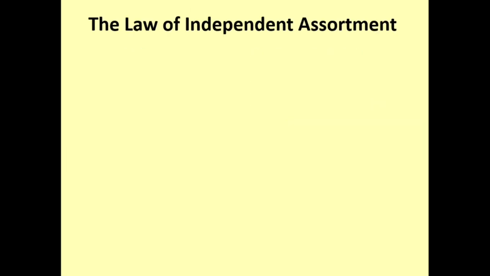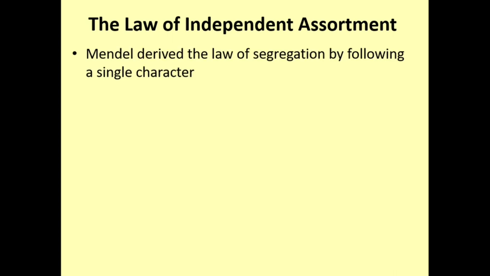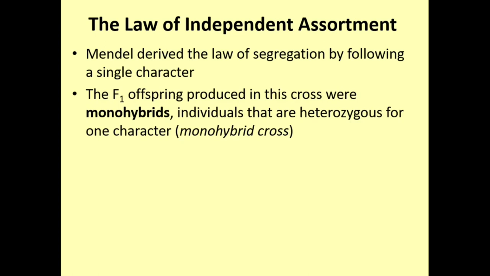Okay, so that was Mendel's law of segregation then. Nice and simple, it follows what we know about meiosis quite clearly. He derived the law of segregation by following a single character. A couple that we just looked at were flower color and plant height, so either tall or dwarf varieties. And what we saw as we worked through those examples was that the F1 offspring produced in our monohybrid crosses were all individuals that are heterozygous for that character. You cross a true breeding purple flowered plant with a true breeding white flowered plant, and all of the F1 generation will be heterozygous for that particular character. So they would have one allele for the purple flower, one allele for the white flower.